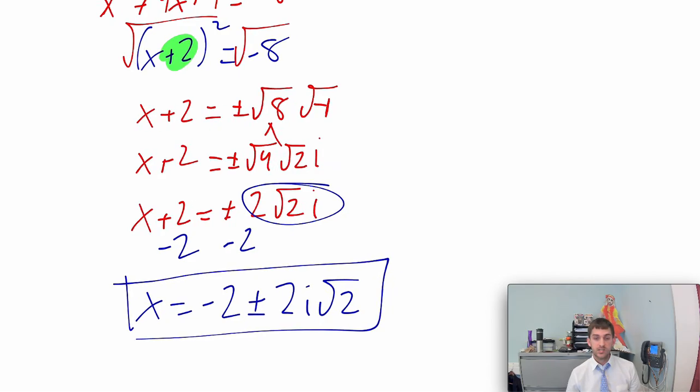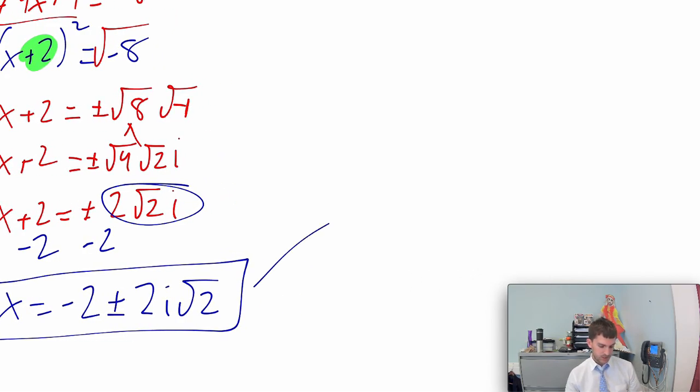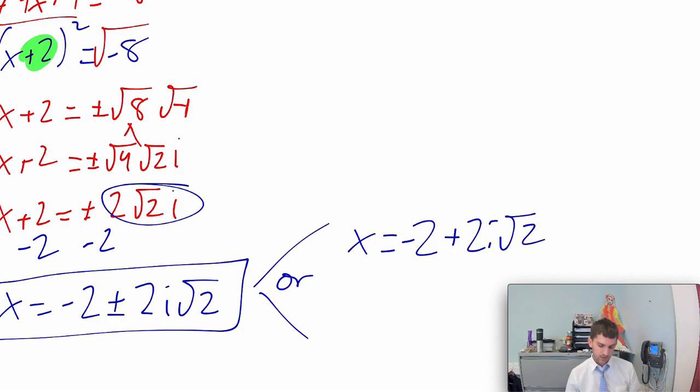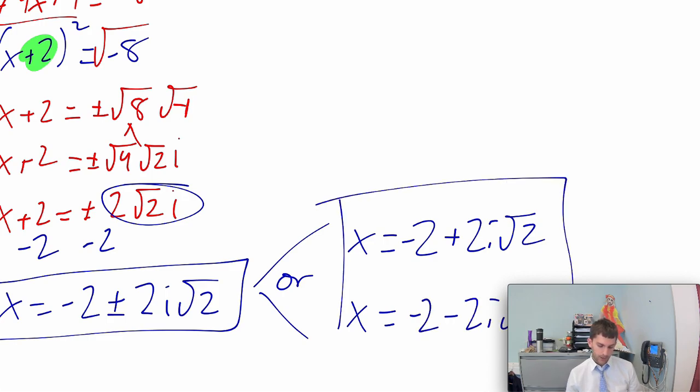Again, just like in the previous problem, if it helps you to think about it as two separate answers, you could write it as x equals negative 2 plus 2i times the square root of 2, or x equals negative 2 minus 2i square root of 2. Either way works.